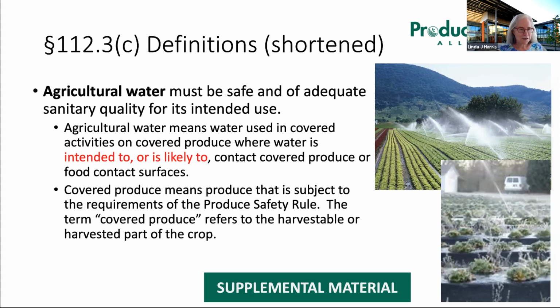This is a shortened version of the definition of agricultural water that appears in the produce safety rule. It is somewhat modified, but essentially the words that are important here is that it is water used in covered activities on covered produce. That means produce that is under the rule, where water is intended to or is likely to contact covered produce or food contact surface. So that is really the critical language that we need to pay attention to.